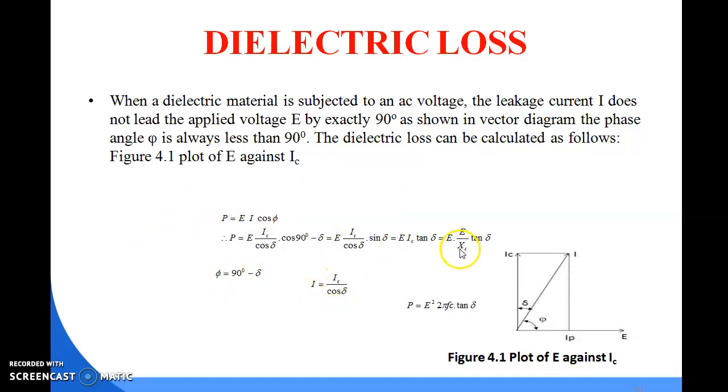Here XC, we know that XC is equal to 1 by omega C. So what is this XC, the capacitive reactance? That is 1 by omega C, that is 1 by 2 pi FC. So if you put XC as 1 by 2 pi FC, you will get the power, the dielectric loss, P equal to E square 2 pi FC tan delta. Here P is directly proportional to F, P is directly proportional to E square, and P is directly proportional to tan delta.